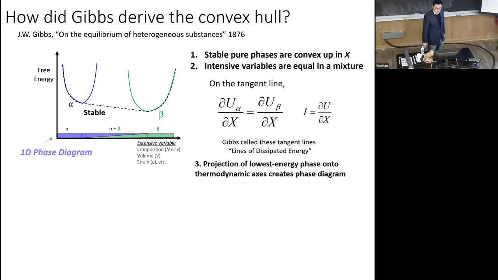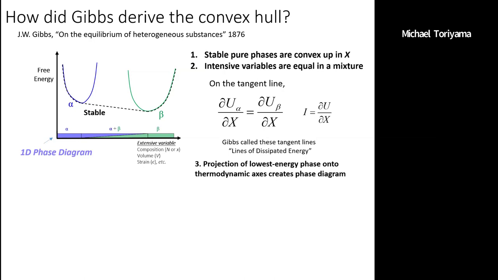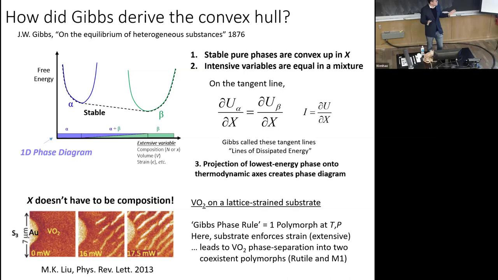What's important about Gibbs's statement is that it doesn't have to just be composition. We're familiar with this idea from the perspective of composition, but you can use any other axis. So for example, here is a deposition of a vanadium oxide onto a strained substrate, okay? Now, by the normal Gibbs phase rule, you might think that there's only one polymorph that's stable at some arbitrary temperature and pressure. But in this system, VO2 spontaneously separates into two polymorphs, rutile and M1. So you can have two phase coexistence at the same composition if it's on an extensive variable of strain, okay?